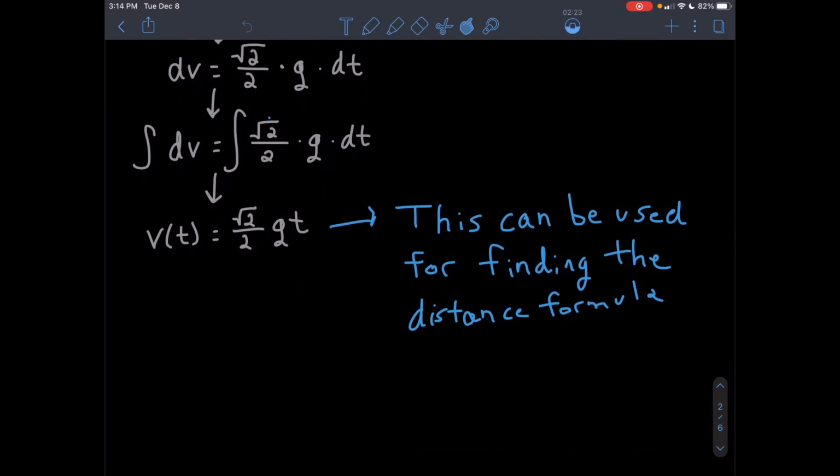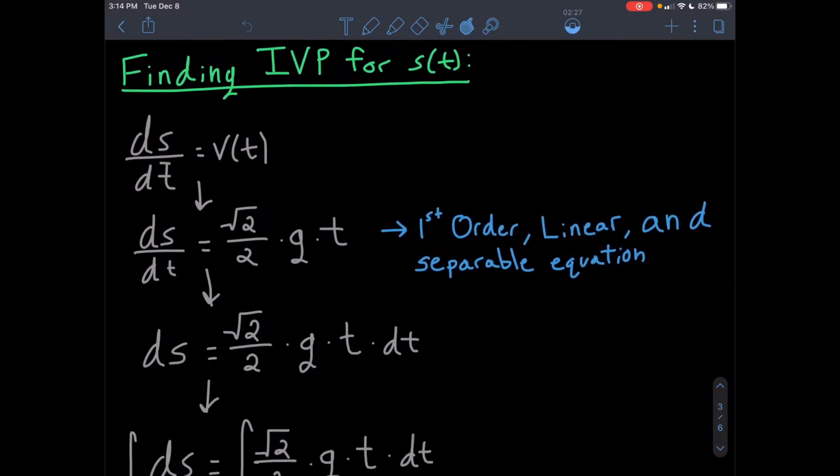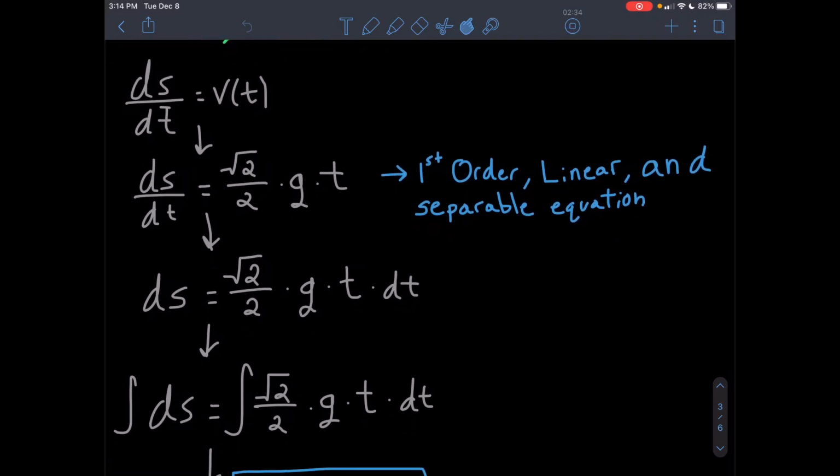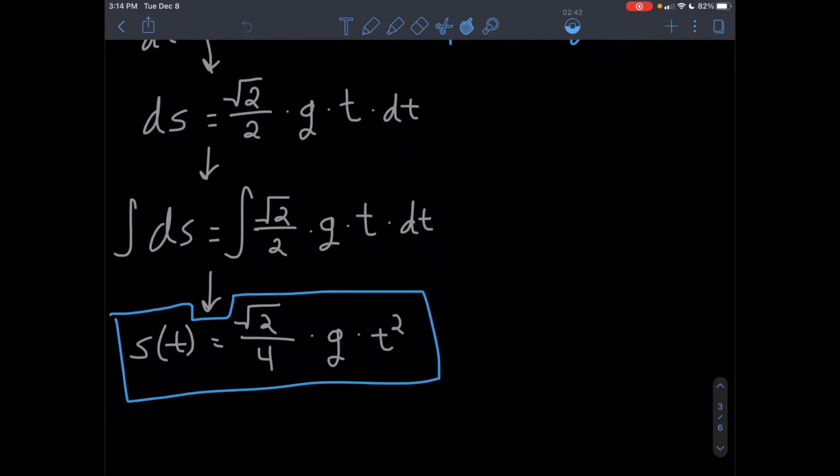Those are the variables, and that's going to be used down here on the distance formula, where ds over dt is equal to v(t). Again, we have a first order linear inseparable equation. I went ahead and separated this one as well, and down at the bottom here is what we came up with for our final answer.